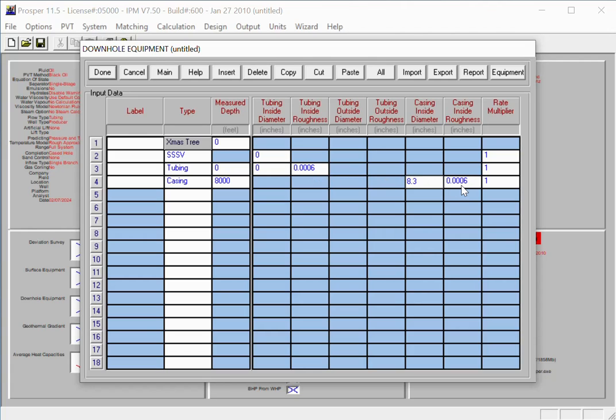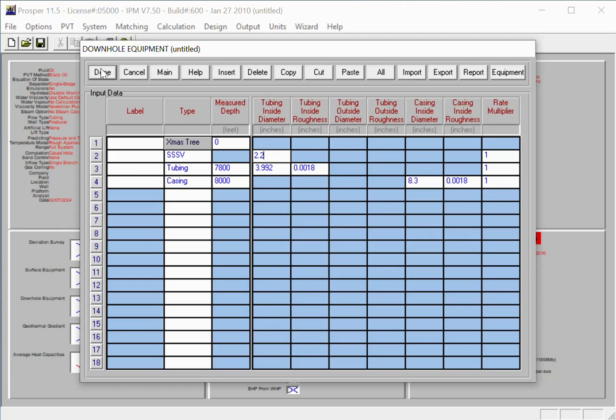Okay, and the roughness factor is 0.0018. The tubing is 3.992 and is installed at 7,800 feet. Our SSV is 2.2 inches, not feet, sorry, 2.2 inches.